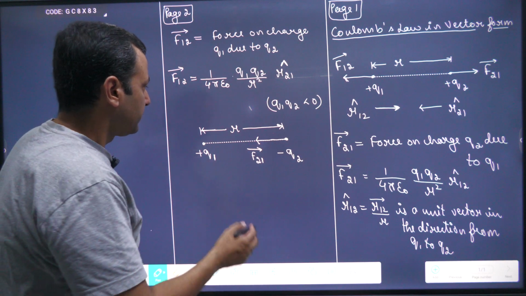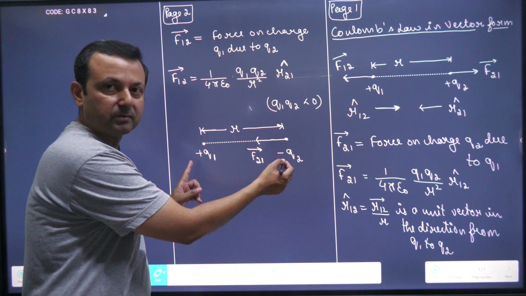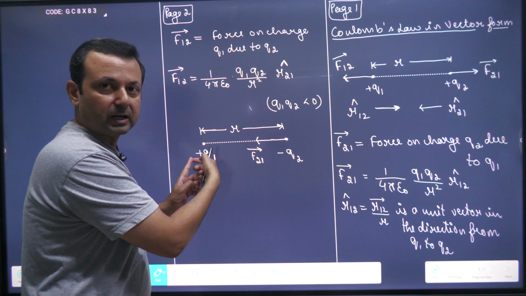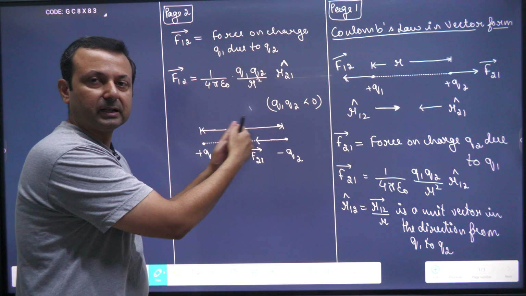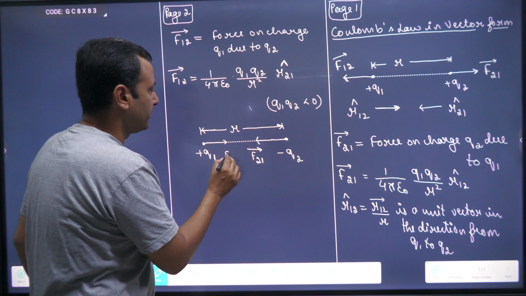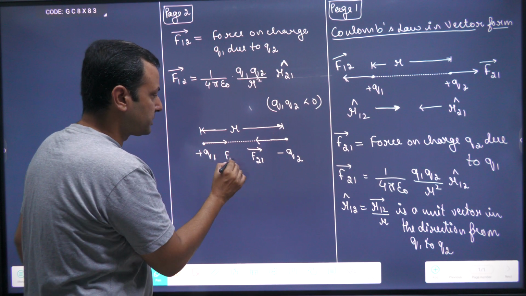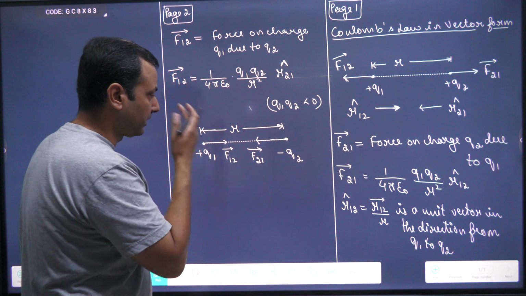Again, what will this charge experience? It is a positive charge and this is a negative charge. So this positive charge will get attracted towards this negative charge. It will be like this. The force is experienced by charge 1 and it is due to charge 2. So this will be the F12 vector.